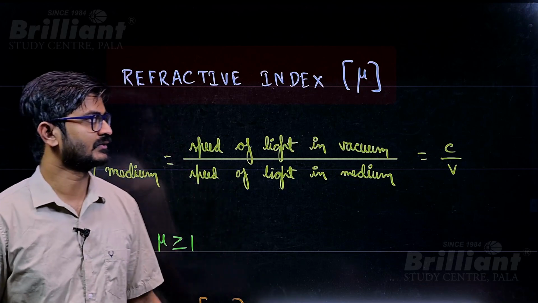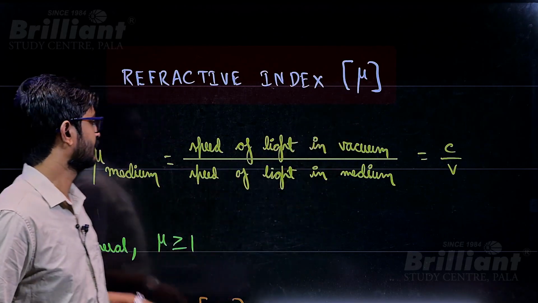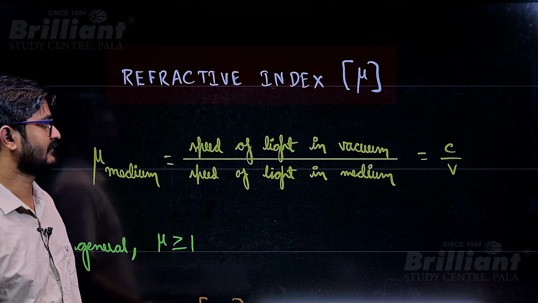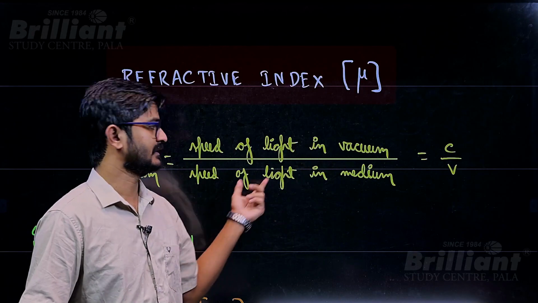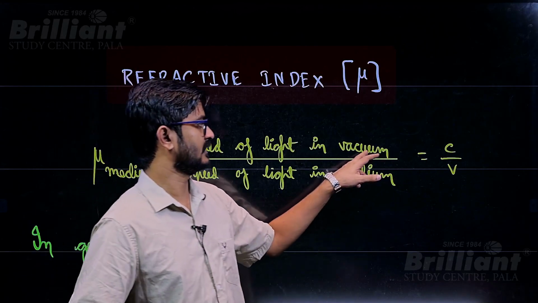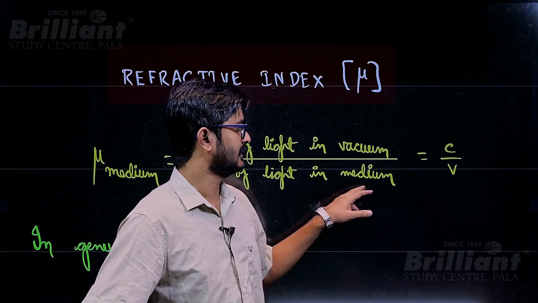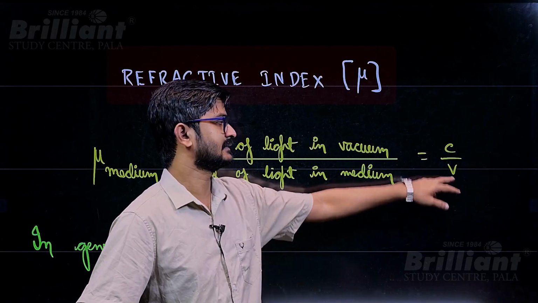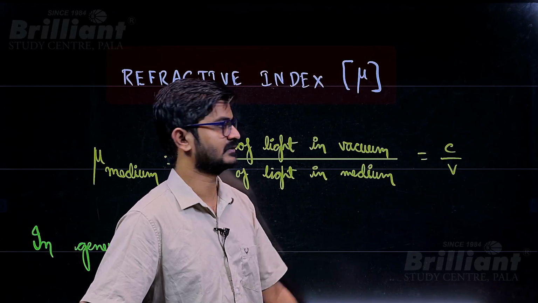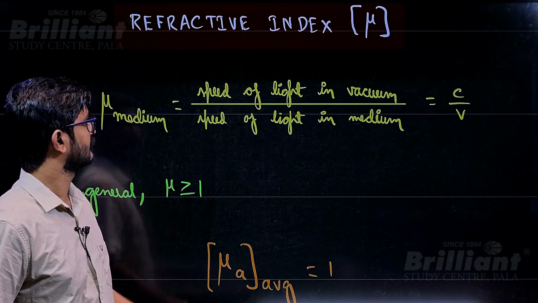Before that you need to know some basic things. One is refractive index, denoted by mu. Refractive index of any medium is defined as speed of light in vacuum divided by speed of light in the medium. Speed of light in vacuum is the largest, denoted by c, which is almost 3 × 10^8 SI units, and in any other medium it will be less than 3 × 10^8. So refractive index will be greater than 1, right?